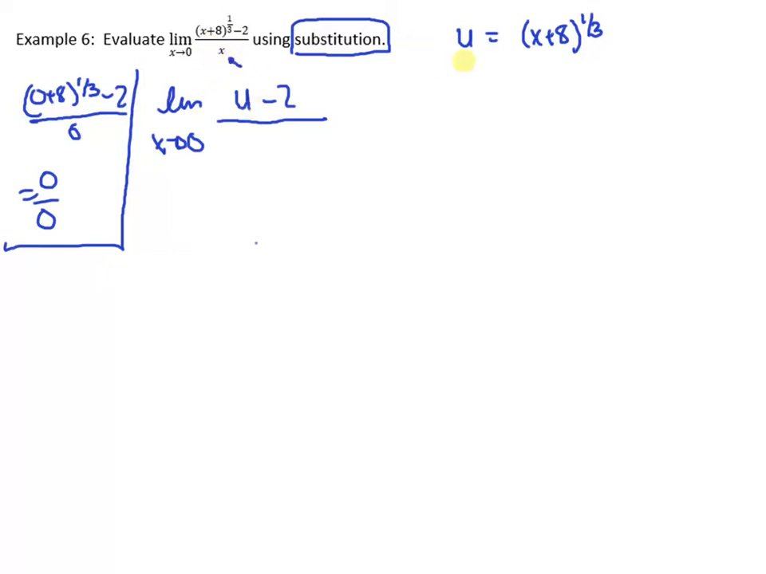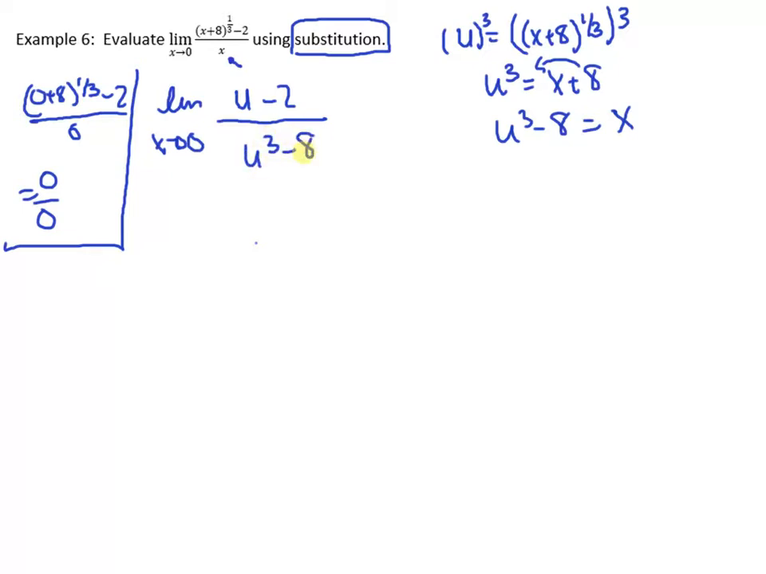Now, it's only an x at the bottom. So we have to take this substitution, and we have to isolate for the x to get x as a function of u. So if we raise both sides to the 3, we'd have u to the 3 equals x plus 8. Bring that over, u cubed minus 8 equals x. In this case, this x at the bottom, we're going to represent as u cubed minus 8.